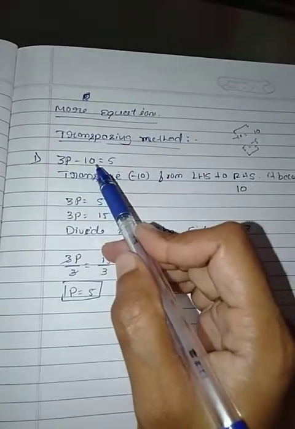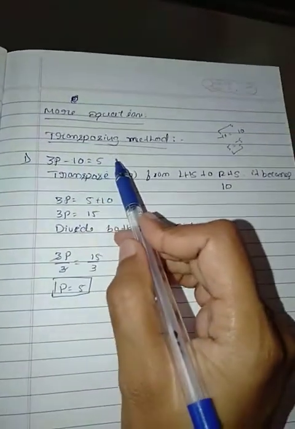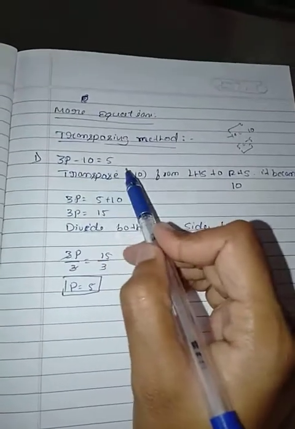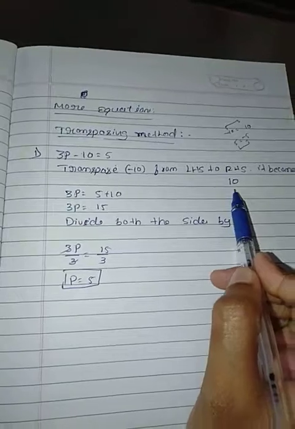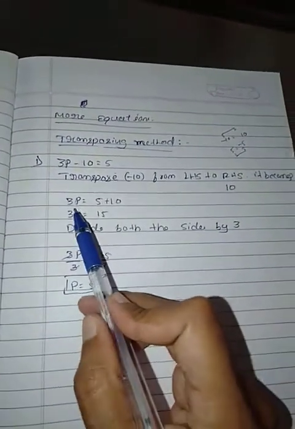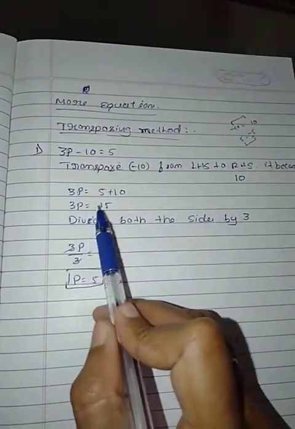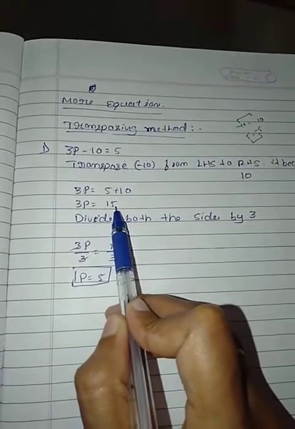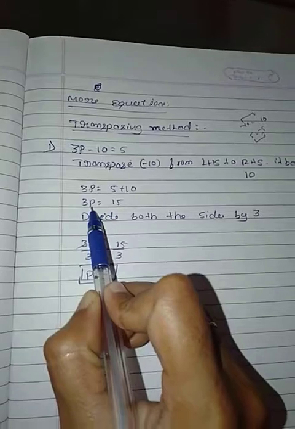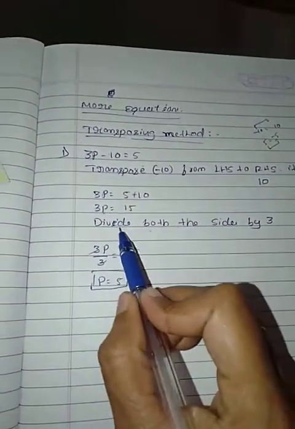So here 3p minus 10 is equal to 5. Now transfer or transpose the minus 10 from LHS to RHS. When you transpose this minus 10 to this side, it will become plus 10. So 3p is equal to 5 plus 10, so 3p is equal to 15. But we want only the variable p. So now divide both sides by 3.